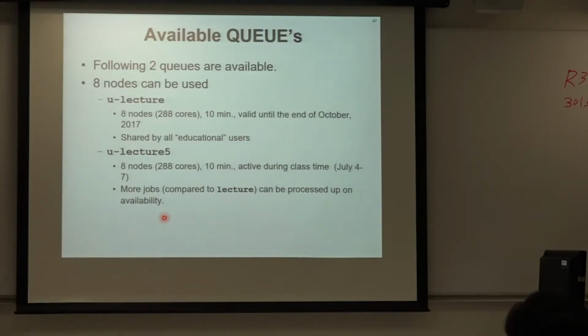So for example, after 5 o'clock today, when you go back to your home or go back to your office and you would like to run some jobs, you have to use U-Lecture. Okay. So U-Lecture 5 is just class time, 9 to 5. And also after July 7th, 5 o'clock, only U-Lecture can be used. But until Friday, 9 to 5, you can use U-Lecture 5. And I recommend you to use U-Lecture 5, because this U-Lecture queue is shared by all educational users. So in Japan, there are several students who are taking classes where these supercomputers are used. So sometimes it's very crowded.